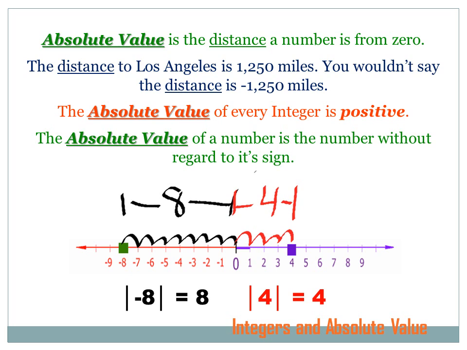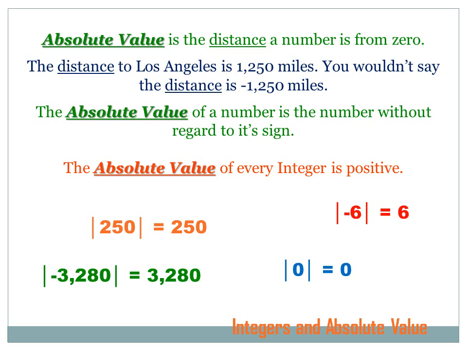So again, the absolute value is the distance a number is from 0. Distance you always express as a positive number. The distance to Los Angeles is 1,250 miles. You wouldn't say the distance is -1,250 miles. It's a distance, it's always positive. The absolute value of every integer is a positive number. The absolute value of a number is the number without regard to its sign. So, the absolute value of -625 is 625.